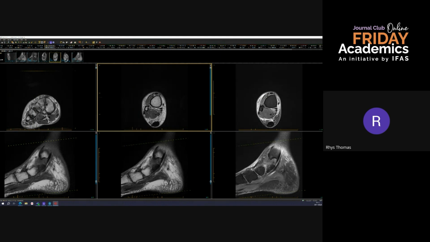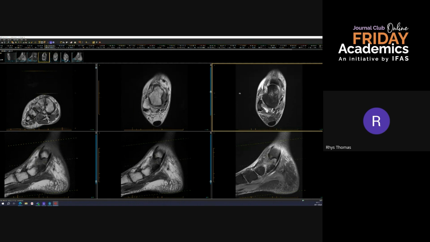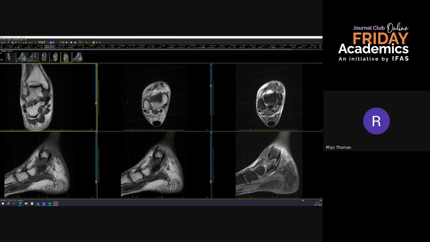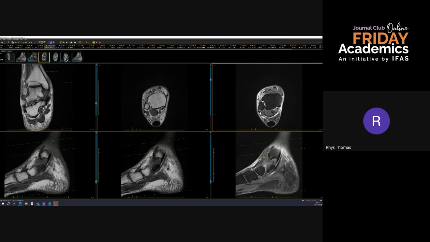And finally, this case is to hopefully summarize our talk. This case has got everything. So we have got here a high-grade ATFL tear, which is accompanied by a thickened hyperintense CFL. So we've got a CFL tear as well. Thankfully, the PTFL and the syndesmotic ligaments are intact.